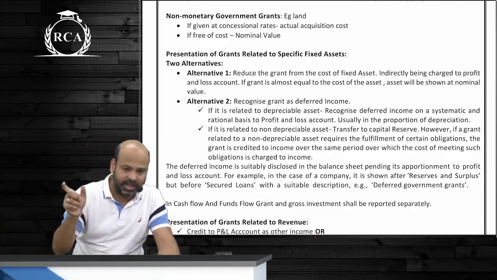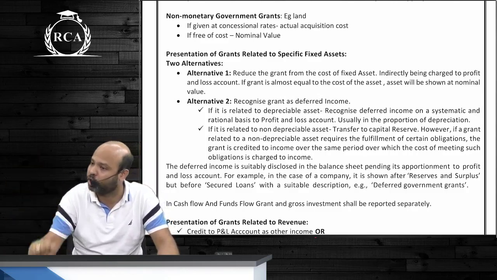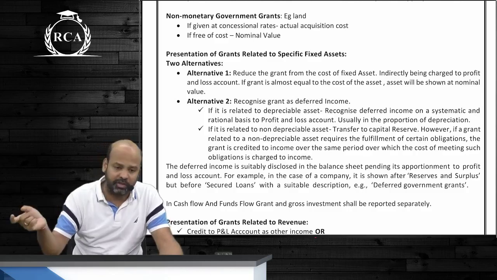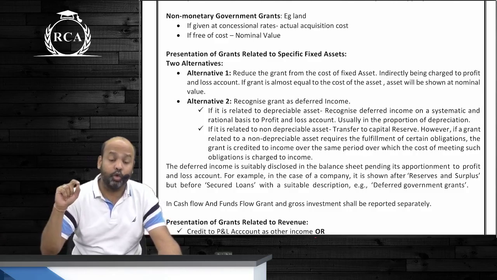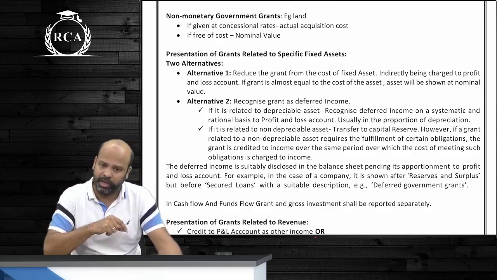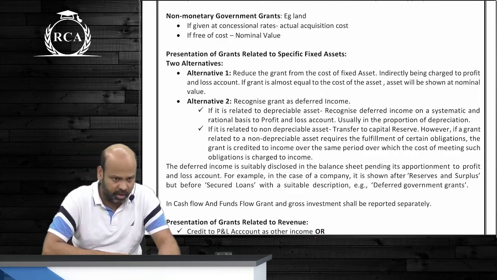Why do we consider that as capital reserve? Because nothing related to this asset goes to profit and loss account. However, what is the catch here? If there are conditions yet to be met, then, guys, you can transfer the grant to deferred government grant account and amortize it as and when the corresponding expenditure is being incurred.